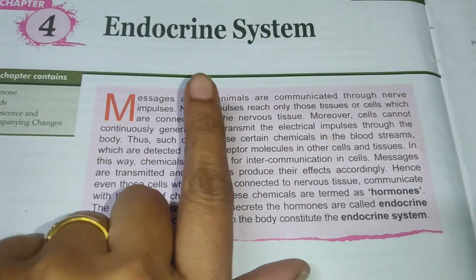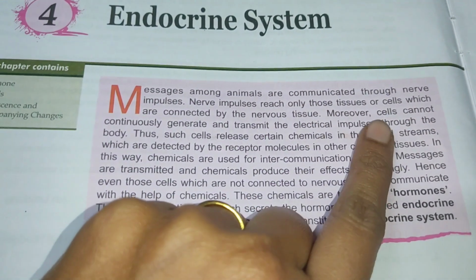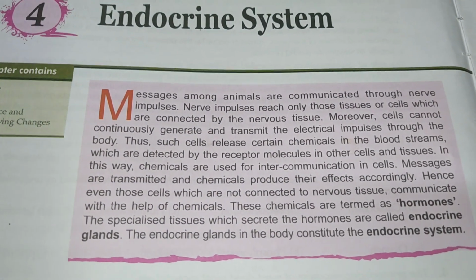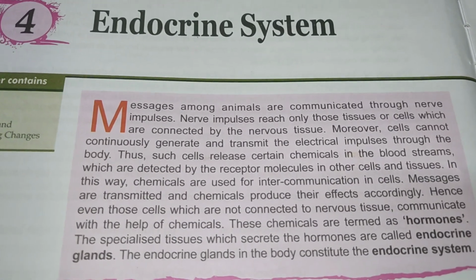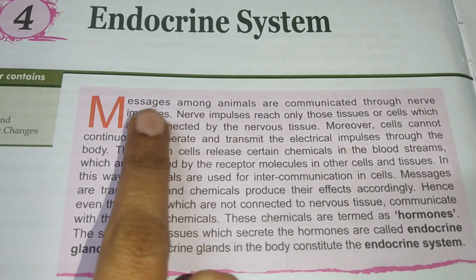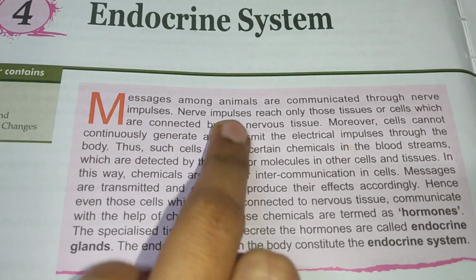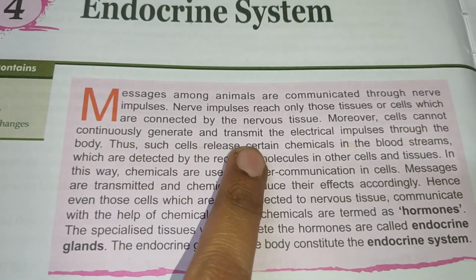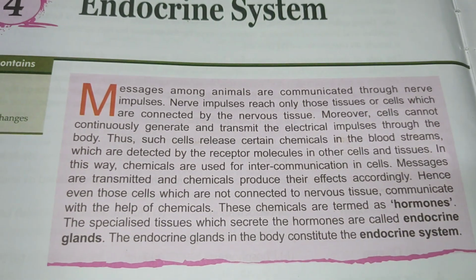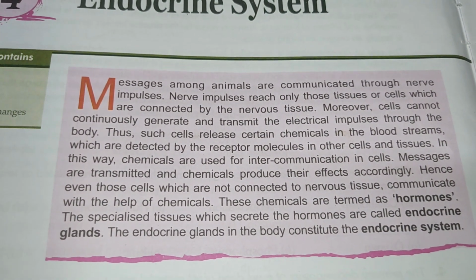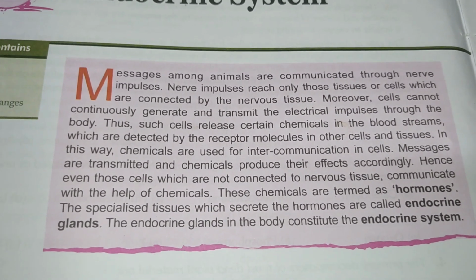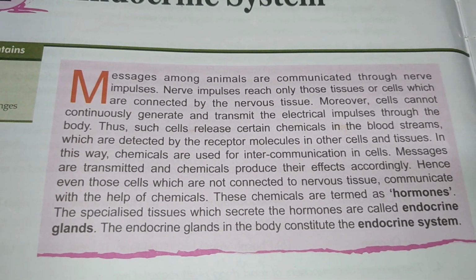Messages among animals are communicated through nerve impulses. Whatever messages there are in our body are carried by nerves as nerve impulses. These impulses only reach those tissues or cells which are connected by the nervous tissue, but they will not be transmitted to other tissues.